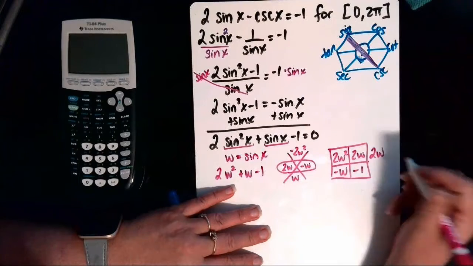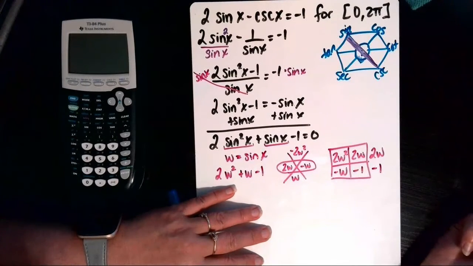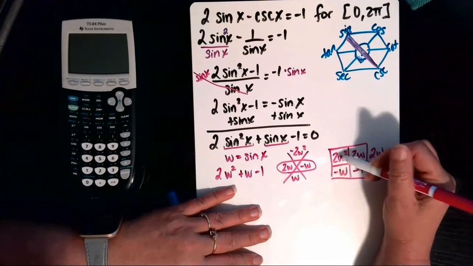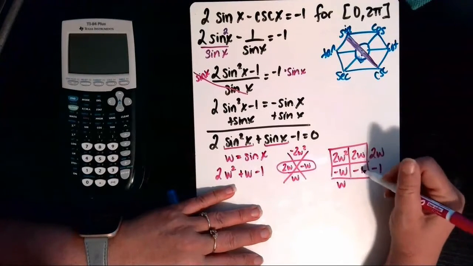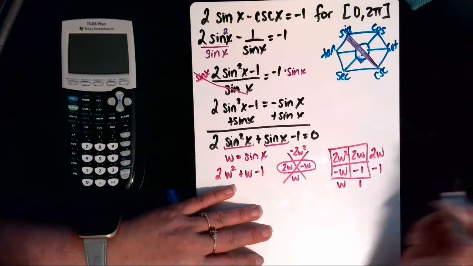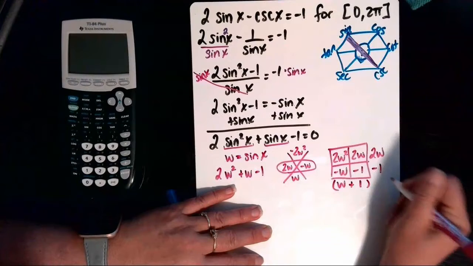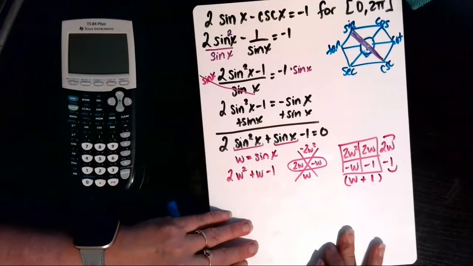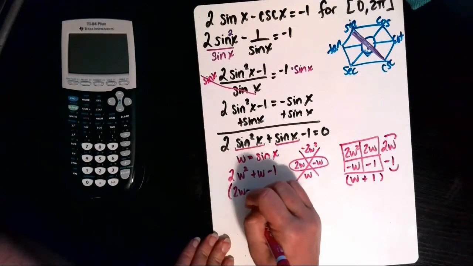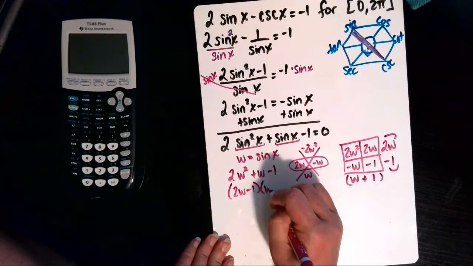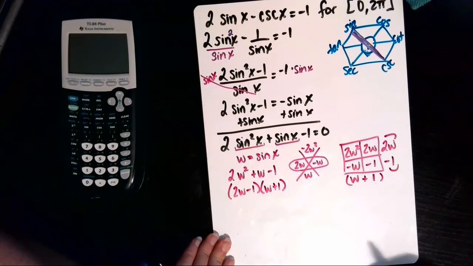Negative w and -1 have a GCF of -1. Then 2w squared and -w have a w in common. 2w and -1 have a 1. So these are going to be, along the outsides here, my factors. So this expression factors as 2w minus 1 times the quantity w plus 1.